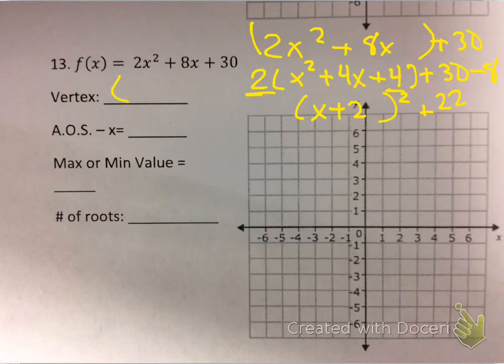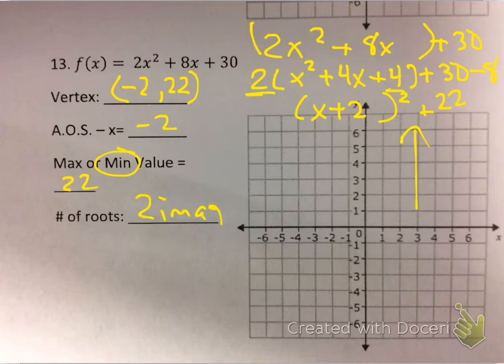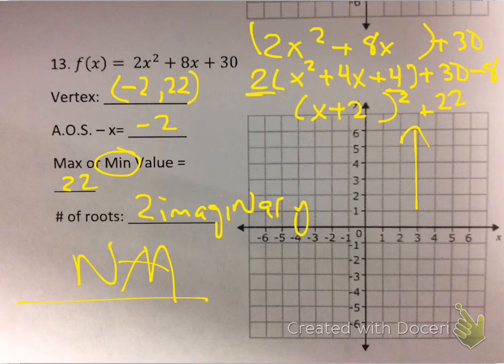Okay, so my vertex is at negative 2, 22. That's way up on top of the graph. This is positive, so that's still a min, and it's way up there, and it's not going to come down, it's going to keep going up. So that means there are 2 imaginary roots, and that's pretty much it. Again, that means there are no real value roots to find. So there you go. You're done.